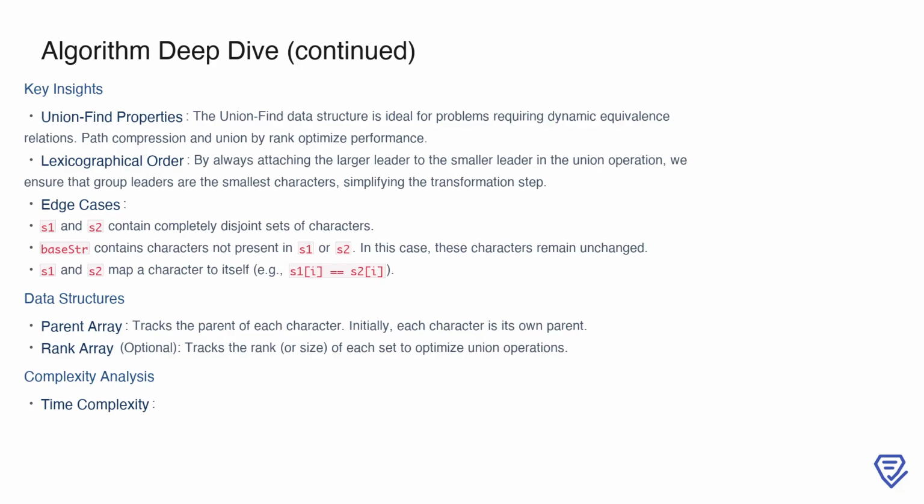The main data structures used are the parent array, which tracks the leader of each group, and optionally a rank array to optimize union operations. In terms of complexity, the algorithm is highly efficient. Union find operations run in nearly constant time, and processing all characters in S1, S2, and base str is linear with respect to their length.